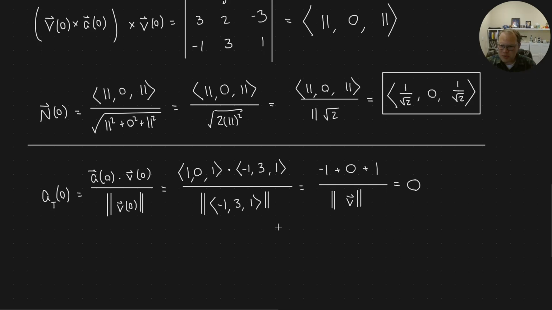Okay? Which means the tangential component of acceleration is 0. What that means is that at this exact moment of time, the change of the velocity tangent to the curve is 0. It's not changing, which means it's not speeding up or slowing down. It's maintaining constant speed.